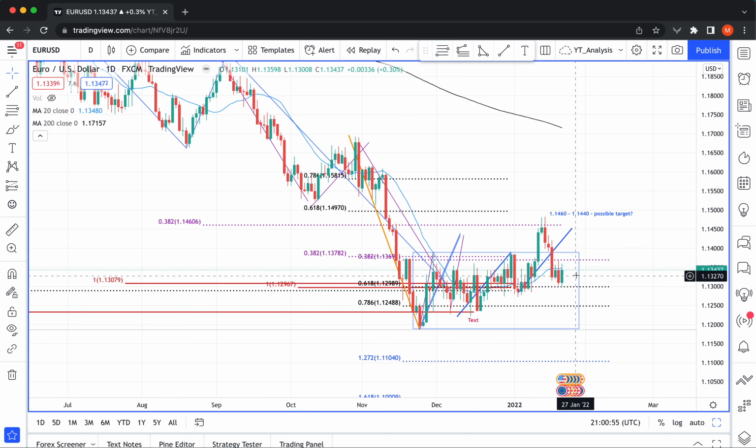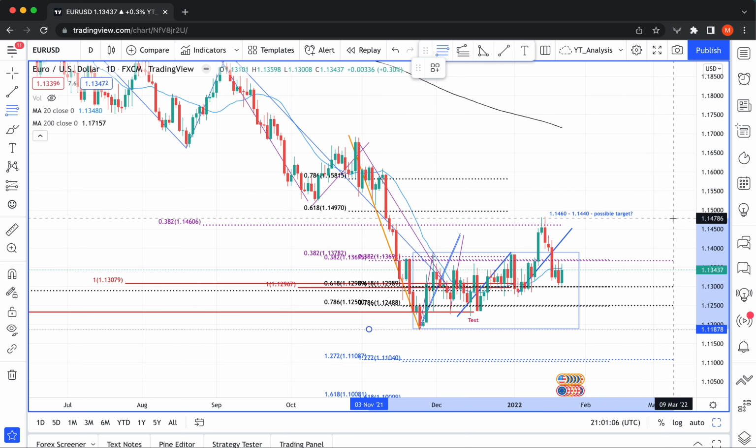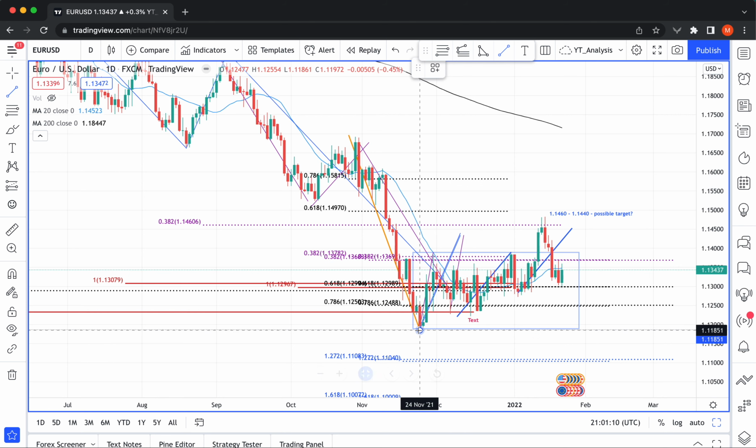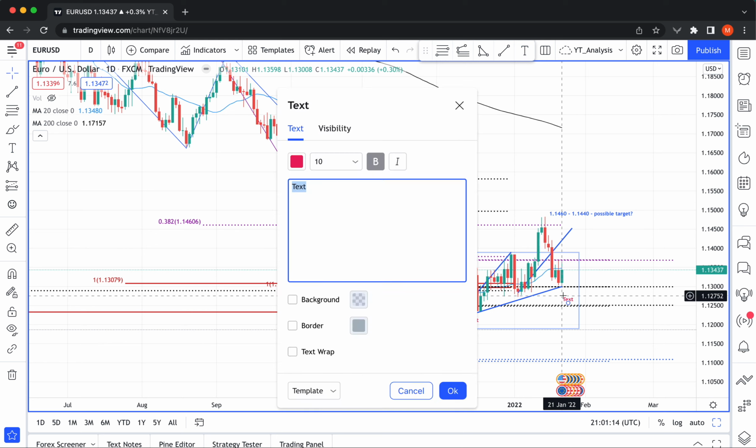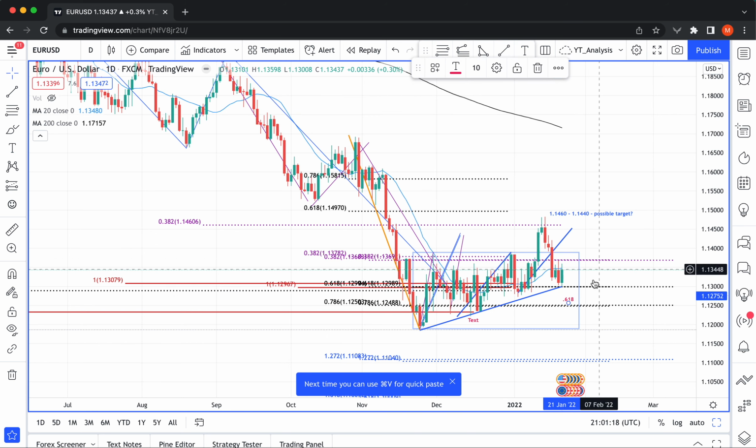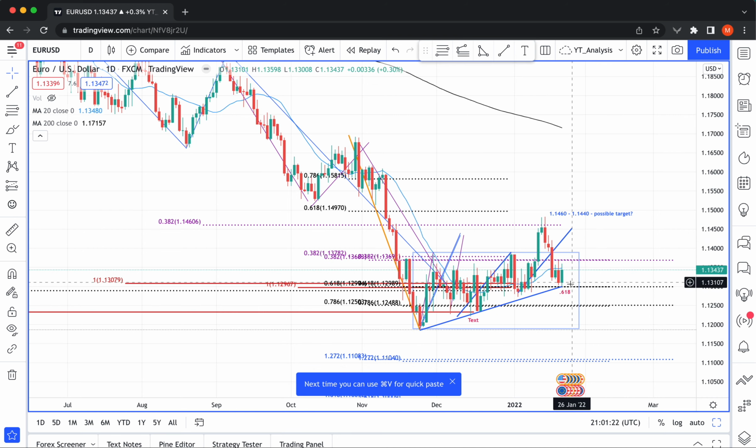Now the price is back into the box, and what we are looking at is a possibility. So look, the price at the moment is supported by the 61.8% retracement level. So this is the 0.618 retracement level from this point here.